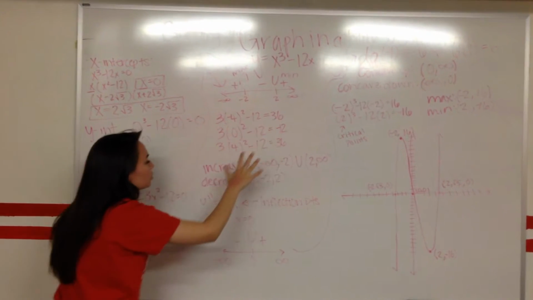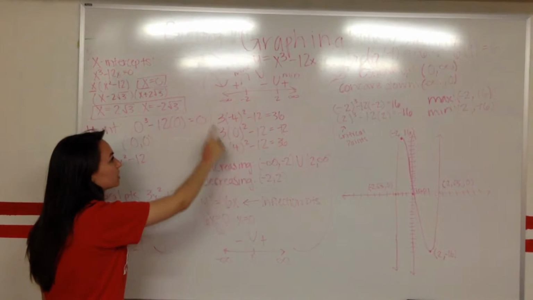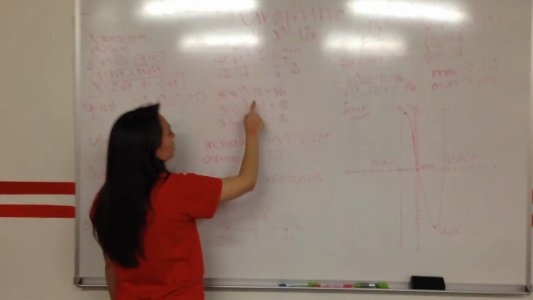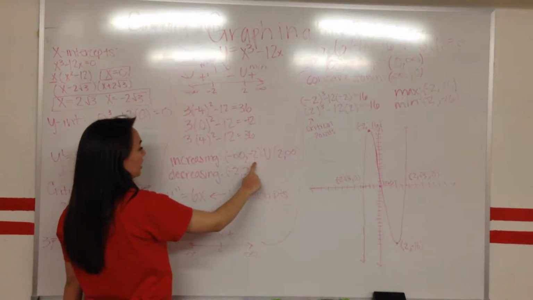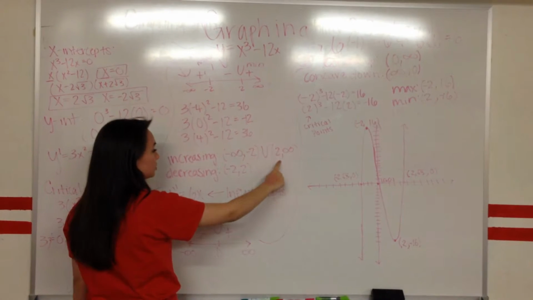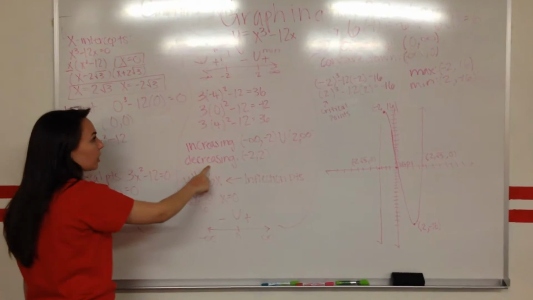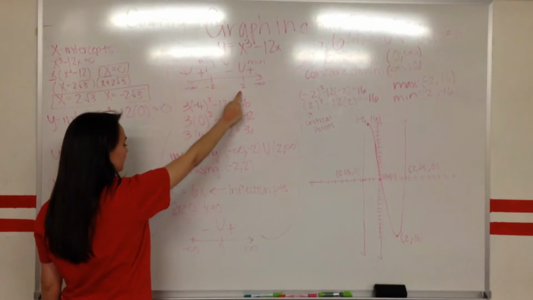And then when you look for increasing and decreasing, you're just going to look at all the intervals that are positive or negative. And in this case, you're going to have positive intervals between negative infinity and negative 2, union 2 and infinity, which shows that both of them are increasing. And then the only part of your function that's decreasing is negative 2 to 2 from right here.